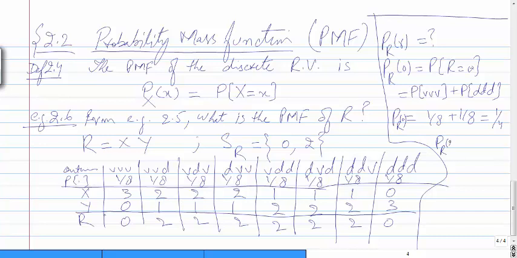Now similarly we have to calculate PR of 2, that is equal to the probability when capital R is equal to 2. So this includes all these terms, that is VVD and so on. So how many do we have? 1, 2, 3, 4, 5, 6. So this is equal to 6 divided by 8. That becomes 3 by 4. So this is what we calculate from here.